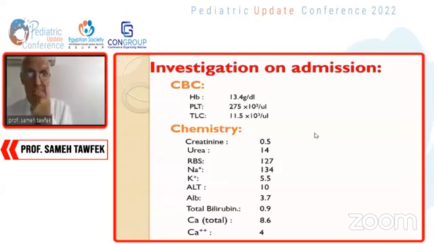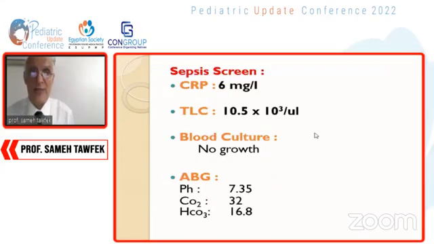When doing the lab investigation, CBC, hemoglobin, platelet, TLC, all were normal, and the chemistry, starting from urea, creatinine, random glucose, sodium, potassium, ALT, albumin, total bilirubin, calcium, and ionized calcium, actually all were normal. We did septic screen, and CRP was 6, TLC was 10.5 thousand. Blood culture, no growth. ABG, normal pH, CO2 was normal, and bicarb was 16.8.